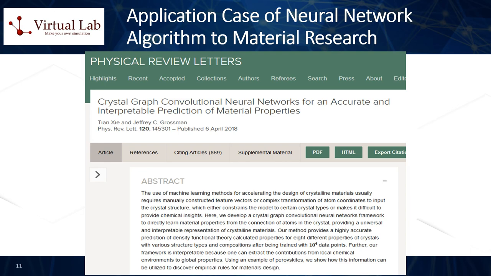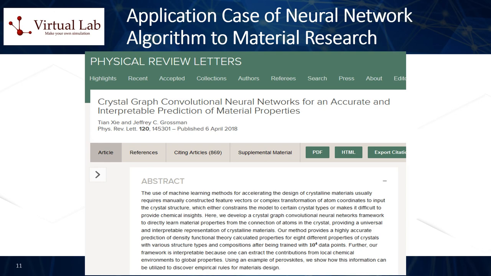The first case involves applying a convolutional neural network, CNN, to a study focused on designing crystalline materials. This research aimed to predict material properties, such as bandgap and formation energy, by applying data structures and values to crystal structures and atomic coordination information. The performance was evaluated by comparing the results with those from the density functional theory, DFT.